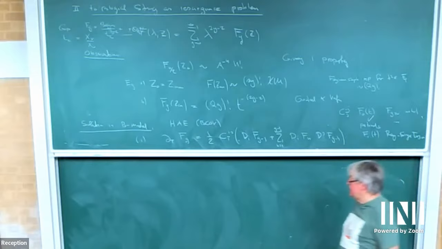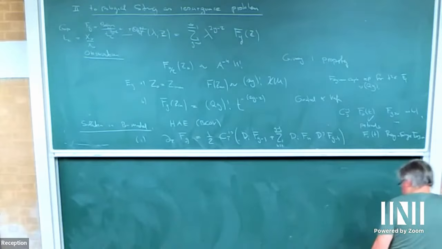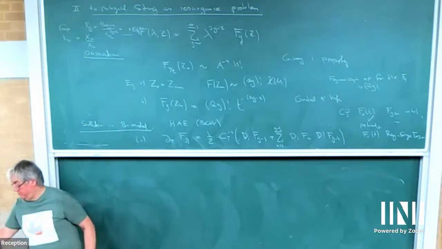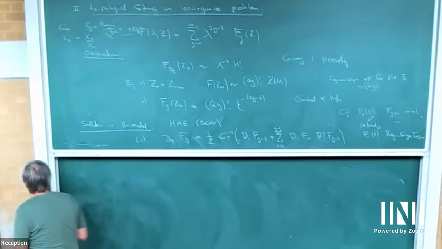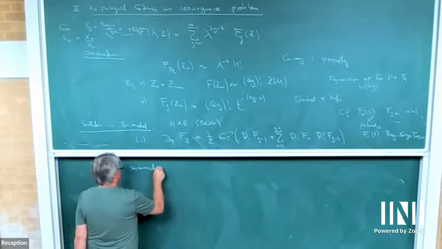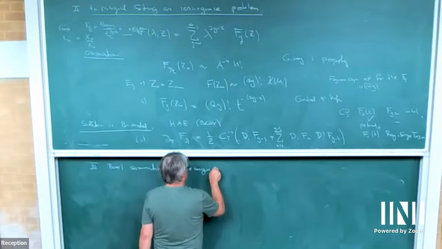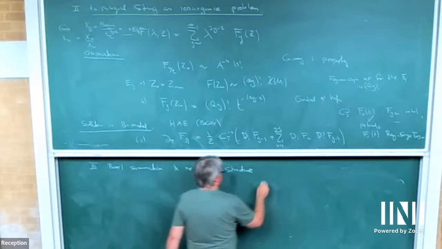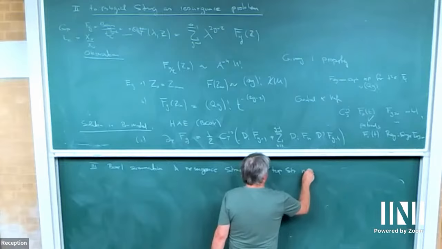We basically do it. In particular, Marcus is a great specialist on this subject. So let me start with the last thing, which is of course Borel summation and resurgence structure. And of course we want to do it for non-compact Calabi-Yau.